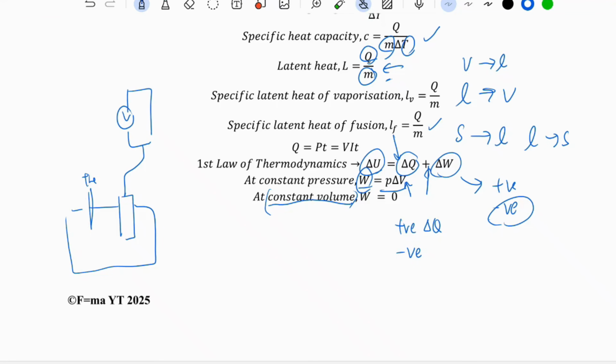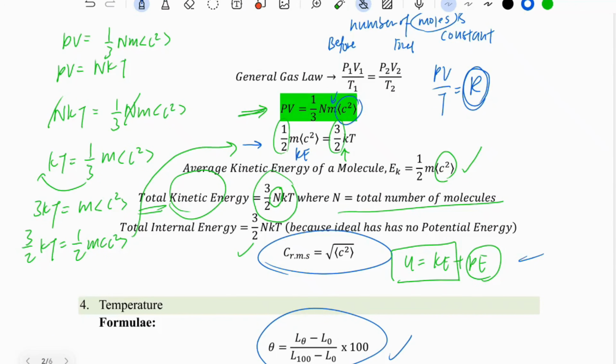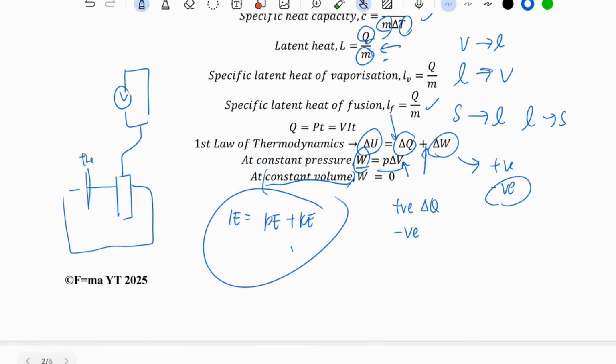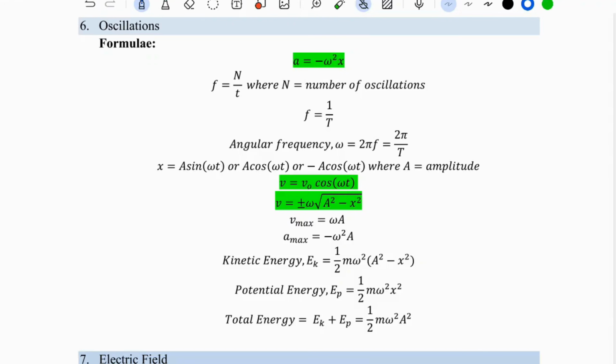And another equation is internal energy also equals potential energy plus kinetic energy. Remember I mentioned somewhere here, right? Sometimes they'll ask you to define this, or they'll ask you to describe a motion. Basically we have, for example, a rubber band. So what is the internal energy? Is there PE? What type of PE is inside? Elastic potential energy. Yeah, something like that. Okay, next chapter, chapter 6, oscillations.